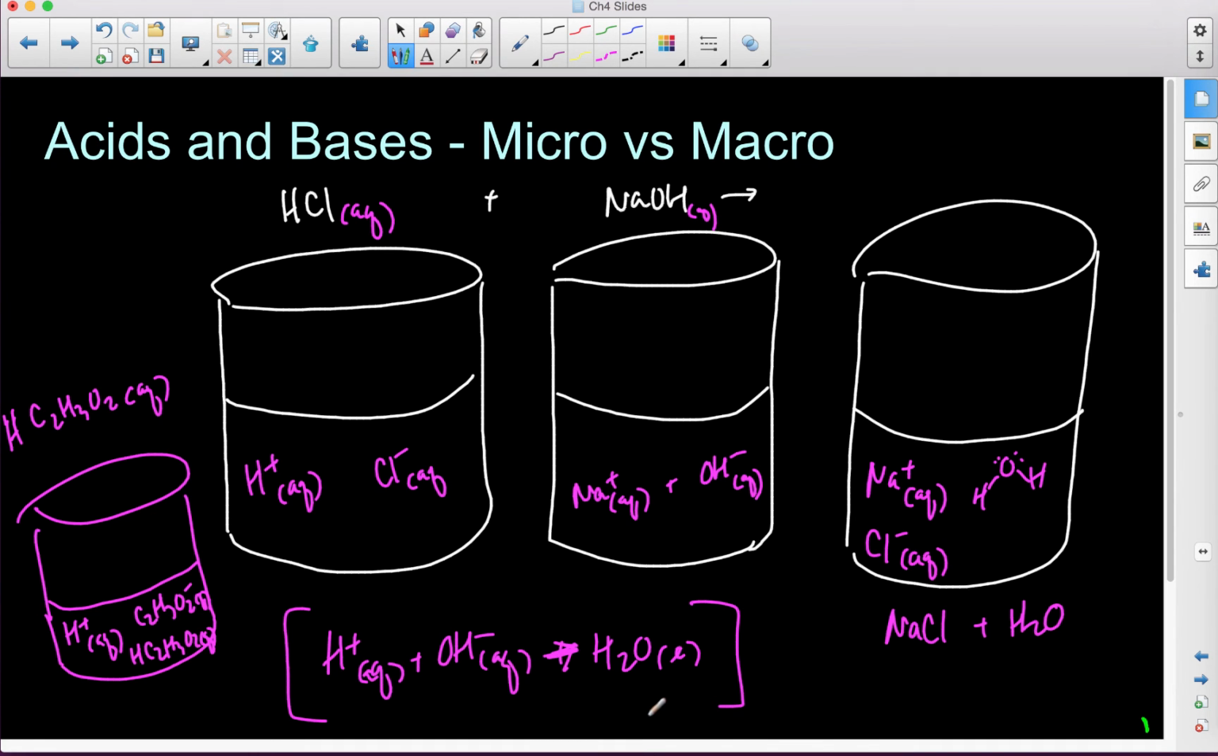All right, that's a quick overview of acids and bases to the depth that we need to understand them for right now.